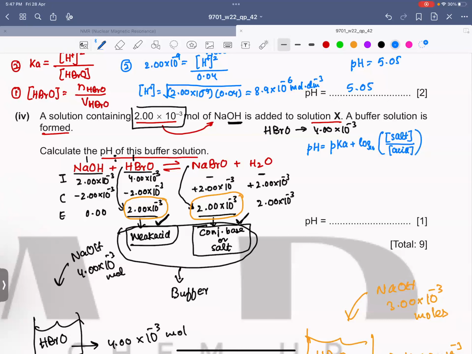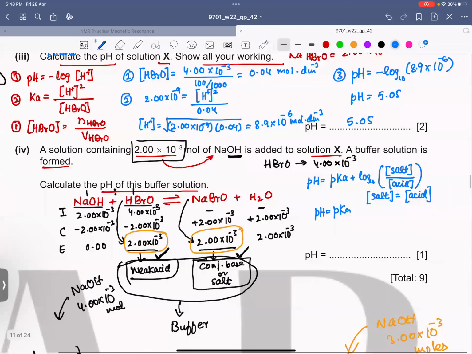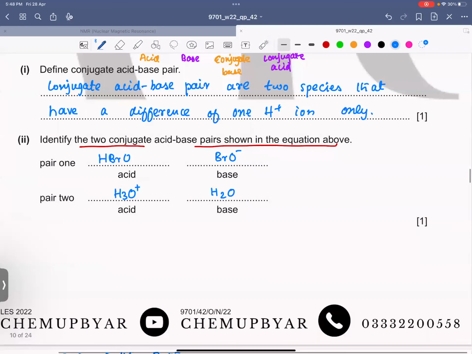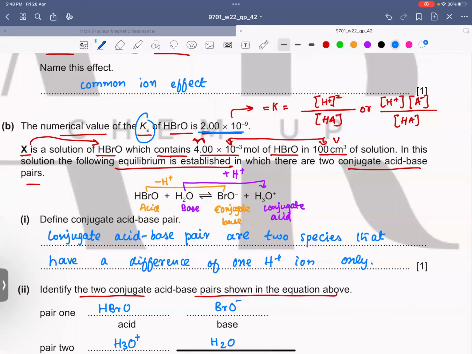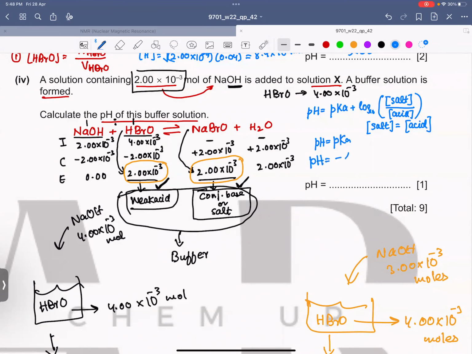And if you recall, we discussed one more thing in our lectures, that when the concentration of salt becomes equal to the concentration of acid, in that case, the pH becomes equivalent to pKa. So if you see, we are provided with the Ka value of HBrO. This would help me to identify the pH of the buffer. If I have to find the pH, it would be equal to minus log of Ka in this case. And then it would be minus log 10 of 2.00 exponent minus 9. If you solve, you will get the pH of the buffer.